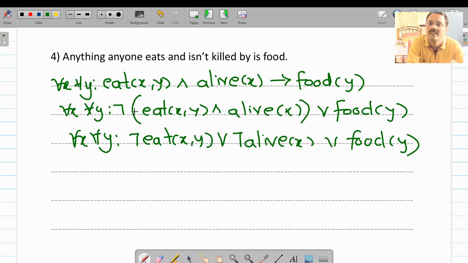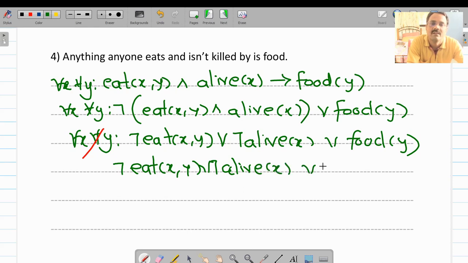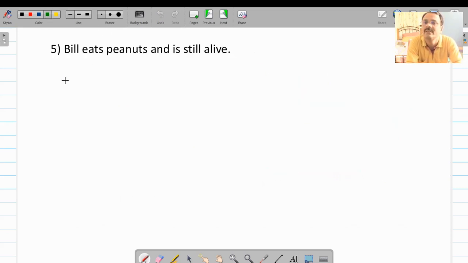Now next step, move all quantifiers to the left. There is no existential quantifier. Now you can remove this therefore. So therefore now your formula will be not eat x, y or not alive x or food y. Right? So I think already it's in the required form, all predicates connected by or terms, so this is the required form. Next sentence, Bill eats peanuts and is still alive.